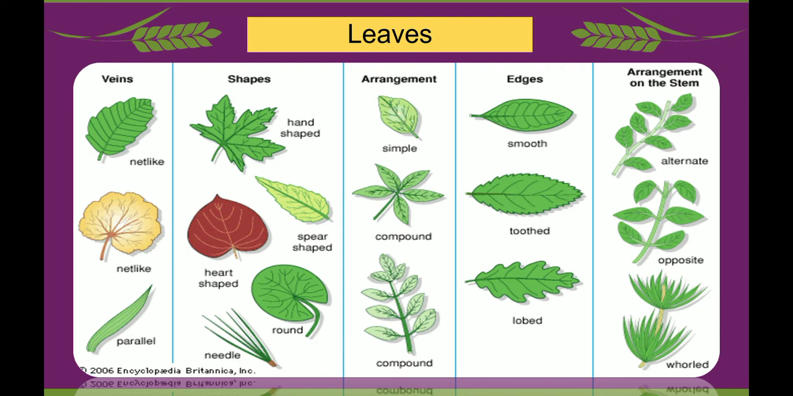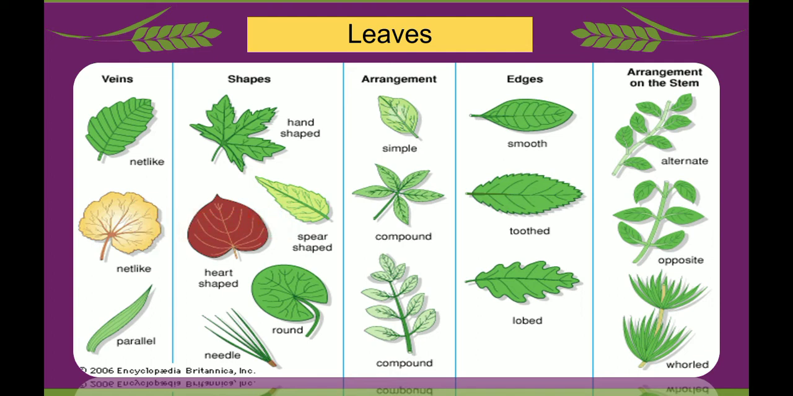Leaves. There are different varieties of leaves with different shapes and sizes. You can see in the picture there are different kinds of leaves. Some are of different sizes, some are of different colors, but most plants have green leaves.